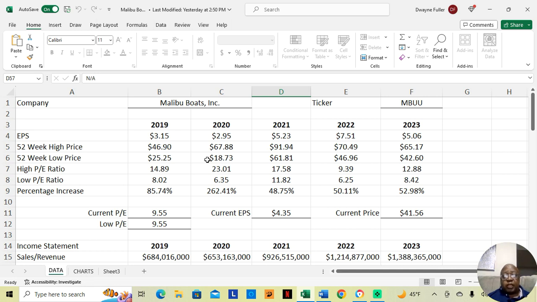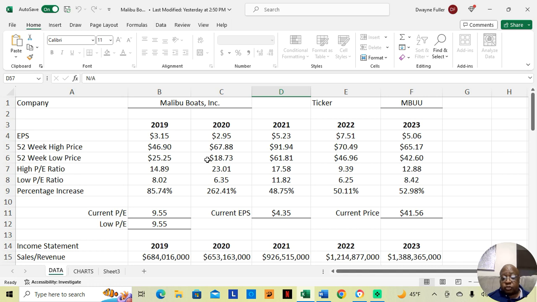2021, they were at $61.81 at the low, $91.94 at the high. That was an increase of 48.75% throughout the year. 2022, they were at $46.96 at the low, $70.49 at the high. That was an increase of 50.11% during the year.